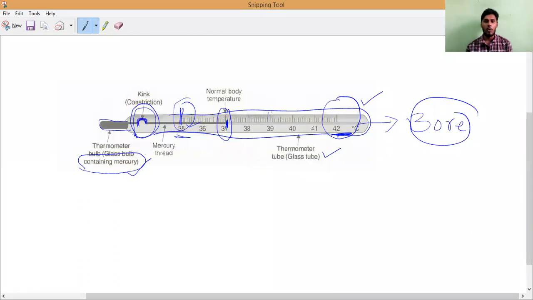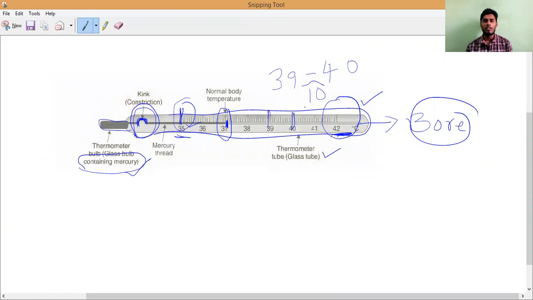From one point to another point, how many lines are present? Observe carefully. 10 lines are present. So each division is indicating how much temperature? Can you observe? If we take 39 to 40, we have 10 lines.